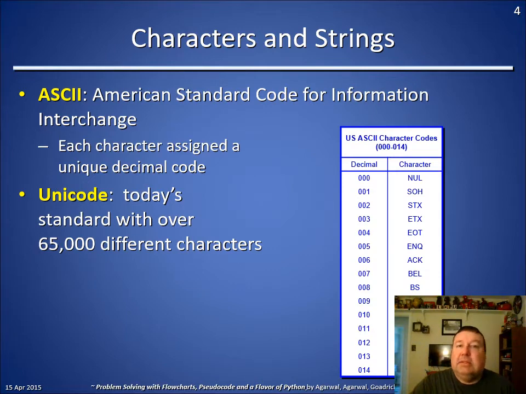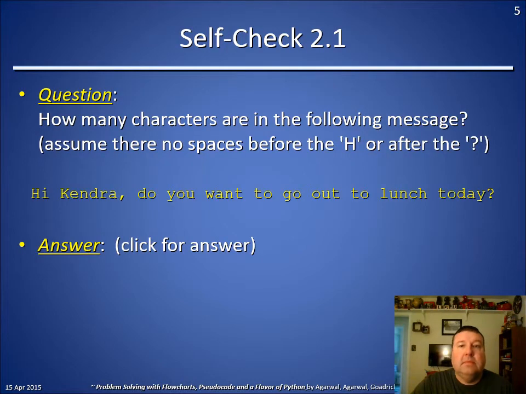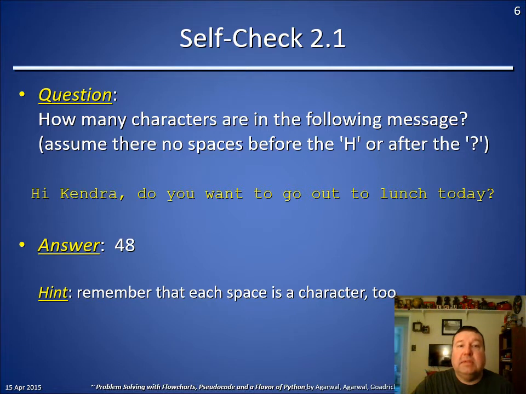ASCII is the American Standard Code for Information Interchange. Every letter on your keypad has a corresponding ASCII code, and there are some examples on the right side. Today that's expanded to over 65,000 different characters. So when you have a sentence like "Hi Kendra, do you want to go out to lunch today?", you have to add up the number of characters in that sentence, assuming there are no spaces before and after. In this case, the answer is actually 48 because you have to include the spaces in between your actual letters. So spaces are considered characters too.